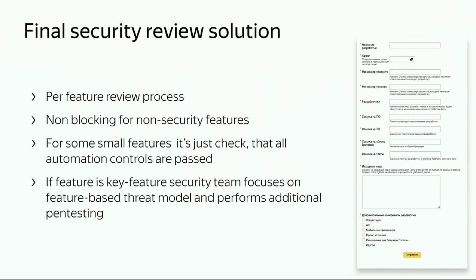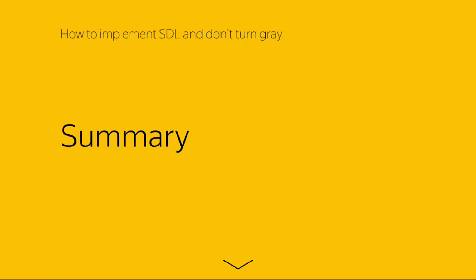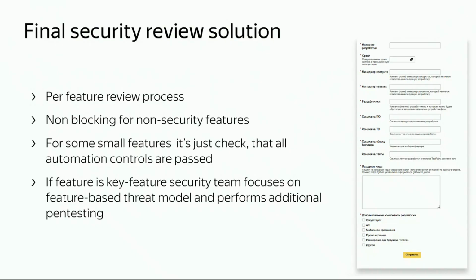So we created a lot of automation, and sometimes if the feature is not important, or if we know everything is fine, for example, we have the history of static analysis and dynamic analysis, and the history about design and architecture, sometimes it's just a checklist for the security team to go to the ticket, analyze that everything is okay, and close the ticket. Well, let's go to the summary.